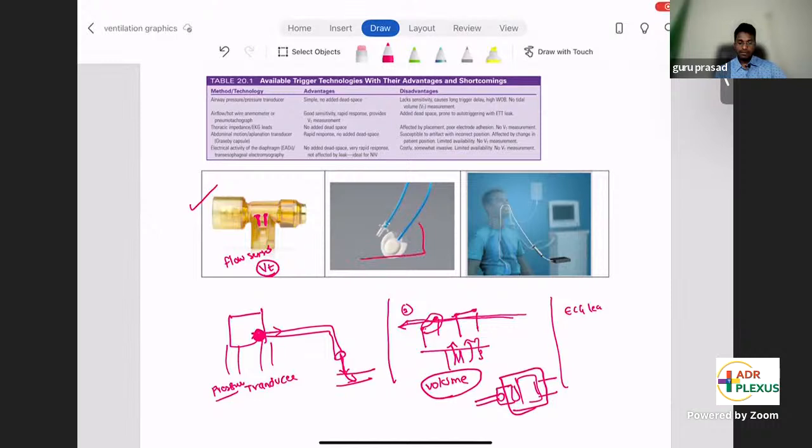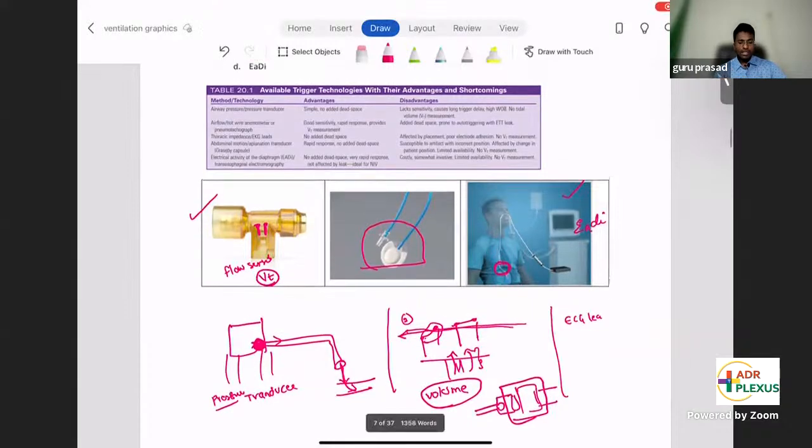This is the diagram of the Graseby capsule. This is pasted over the abdomen. Whenever you try to breathe, there is abdominal movement also. So whenever there is abdominal movement, the ventilator will think that the baby wants to breathe and it will deliver a breath. The other thing is this last diagram that we were discussing. This is the EADI, which is nothing but the electrical activity of the diaphragm. A special NG tube is placed in the stomach, and at the level of the diaphragm the electrodes are present, and this will detect the electrical activity.